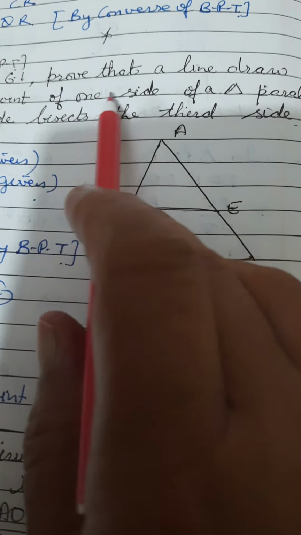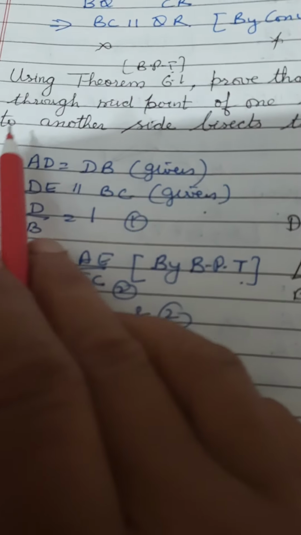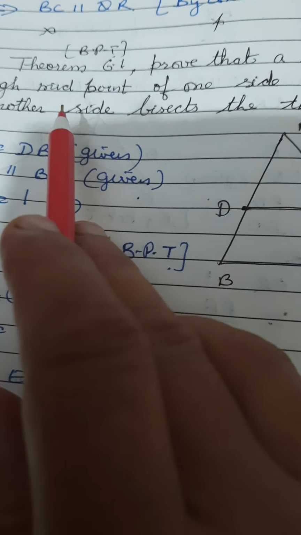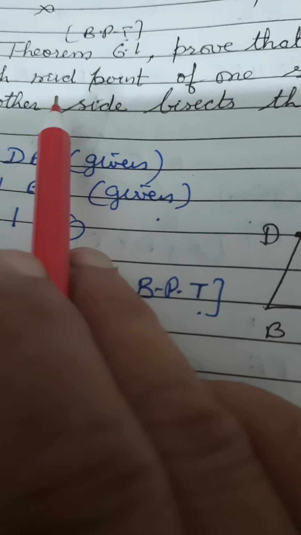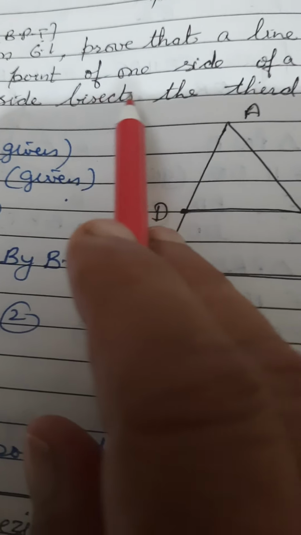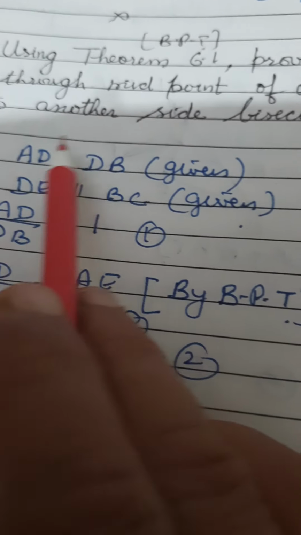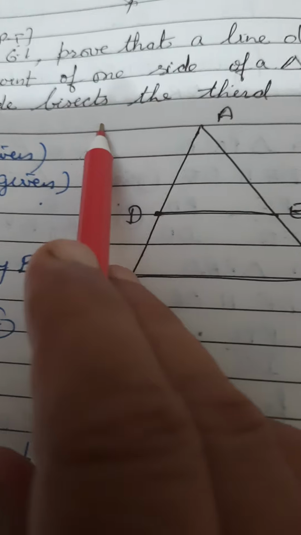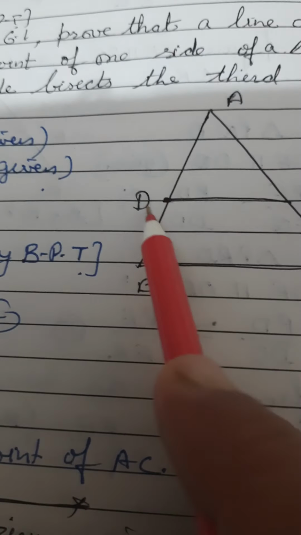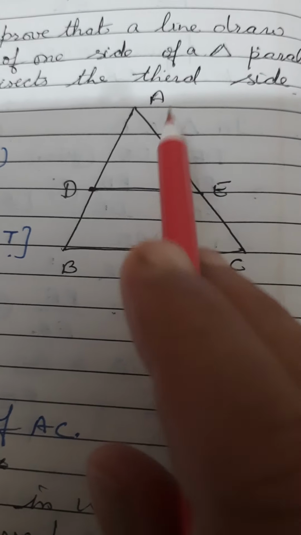Then we come to the next question. Question number 7. Using theorem 6.1, that was the BPT, prove that a line drawn through the midpoint of one side of a triangle parallel to another side bisects the third side.